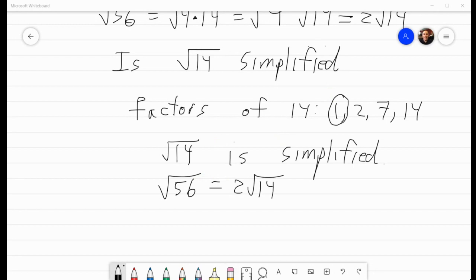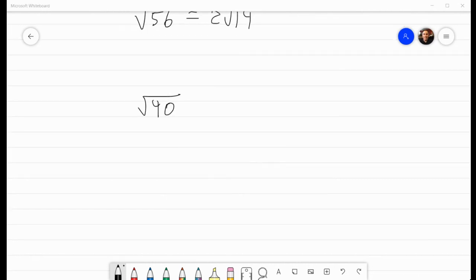Now, let me see, what was the next one? The next one I think was the square root of 40. Okay, so let's now do the next example, which is this. Oh, sorry, you can't see that. Let me move it up. Well, the square root of 40, you probably know already that this is not going to be simplified.